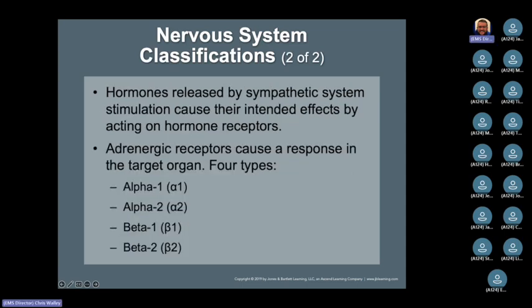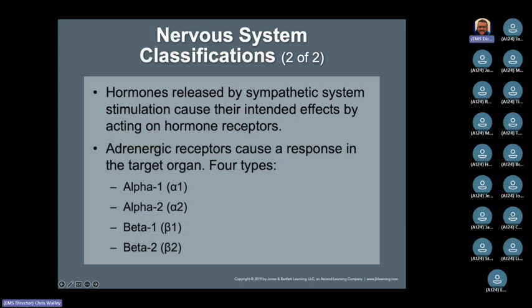Hormones released by the sympathetic system's stimulation are carried throughout the body, where they cause their intended effects by acting on the hormone receptors. They stimulate tissues that are not innervated by sympathetic nerves, and there are some prolonged effects of direct sympathetic stimulation. Our adrenergic receptors are located throughout our body, and once stimulated by the appropriate hormone, they can cause a response in a particular targeted organ.